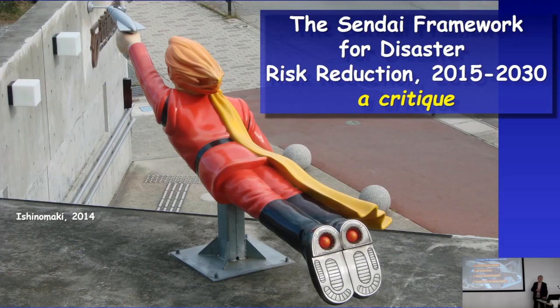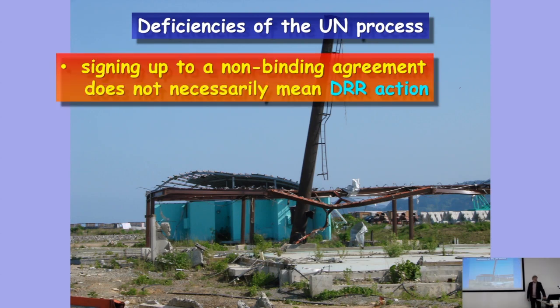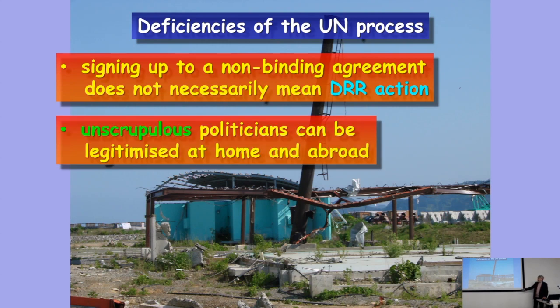Okay, if I'm allowed a moment or two, I can go like a dose of salts through the Sendai framework, simply because I was asked to talk about it. You can read up on what it is, I'm not going to tell you, but here are some critiques of it. There we are, that's Riku and Takata in Japan. Non-binding, therefore, will anyone do anything? Unscrupulous politicians can be legitimized by it. I've seen that happen here in Switzerland.